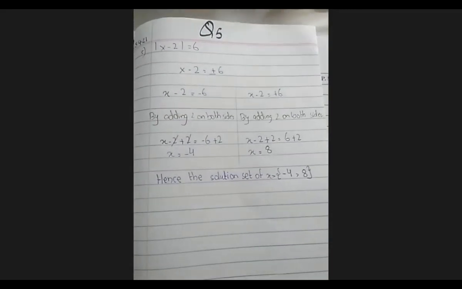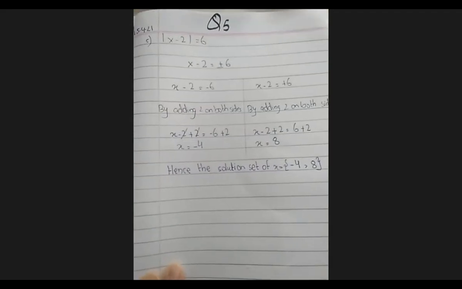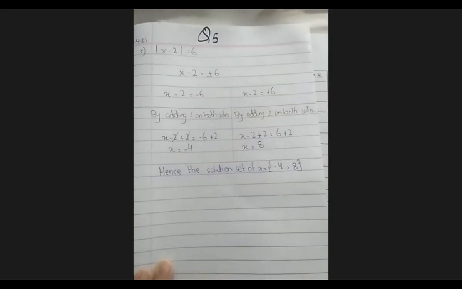Perfect. Here we get minus 4 because the negative number is greater. We get 6 minus 2, 4, and we get 6 plus 2 is 8.